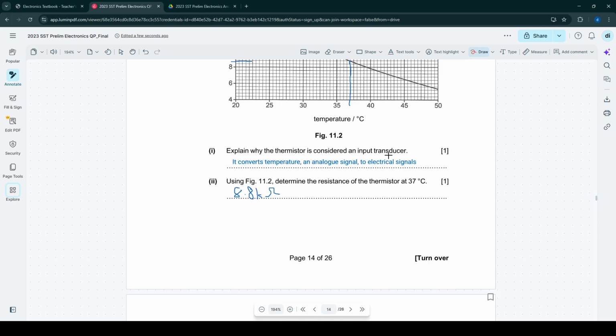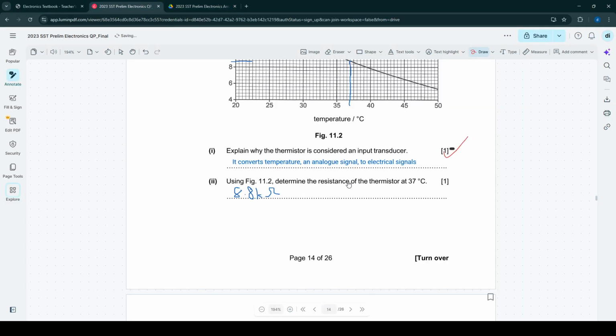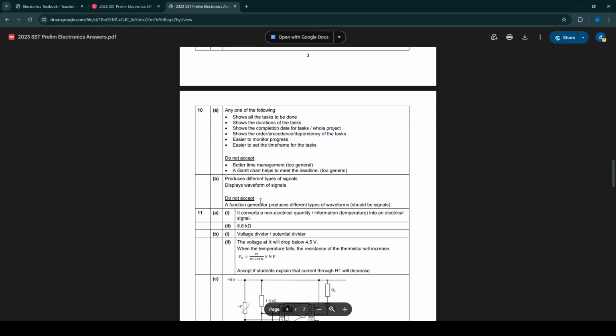Thermistor resistance chart. Explain why the thermistor is considered an input transducer. It converts temperature, an analog signal, to electrical signals. I think that's fine. What's the resistance at 37 degrees? Yeah, that should be easy.